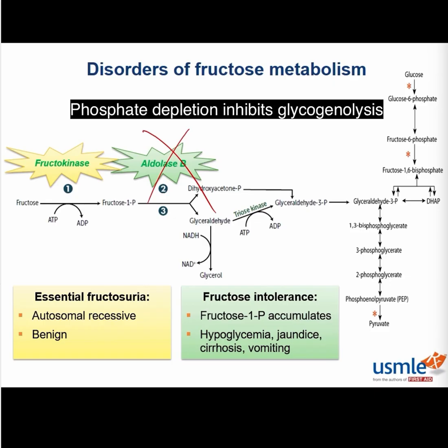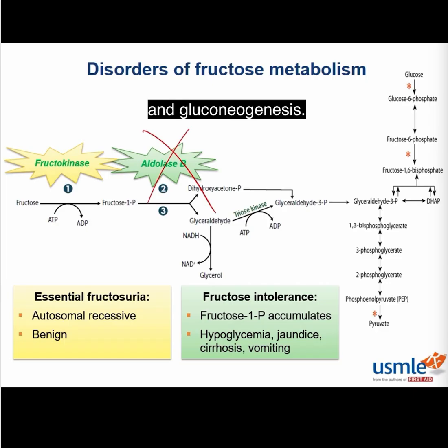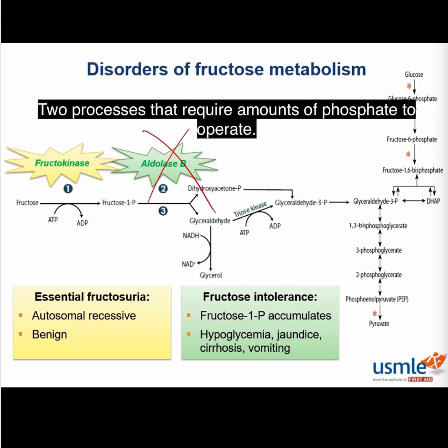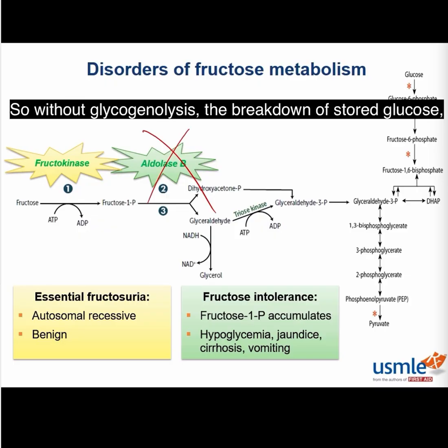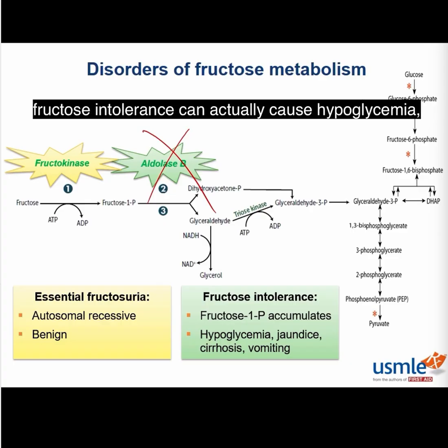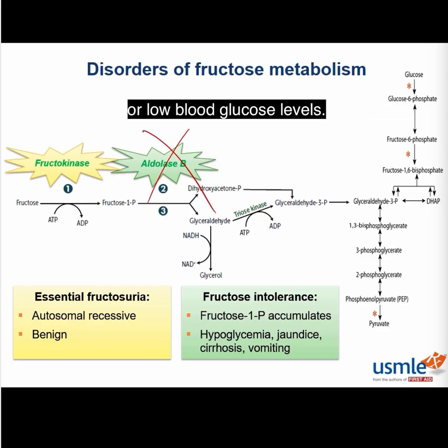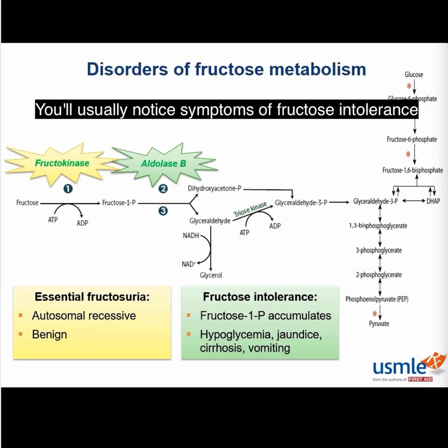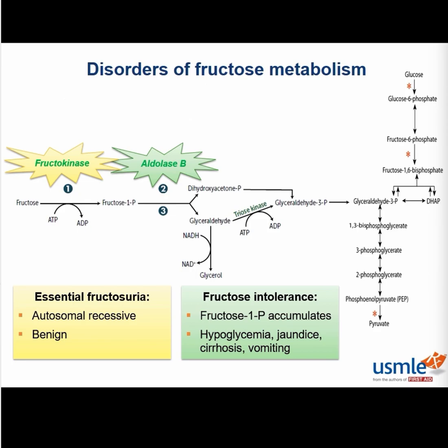Phosphate depletion inhibits glycogenolysis and gluconeogenesis, two processes that require large amounts of phosphate to operate. So without glycogenolysis, the breakdown of stored glucose, or gluconeogenesis, which is the formation of new glucose, fructose intolerance can actually cause hypoglycemia, or low blood glucose levels. You'll usually notice symptoms of fructose intolerance after the consumption of fruit, juice, or honey.